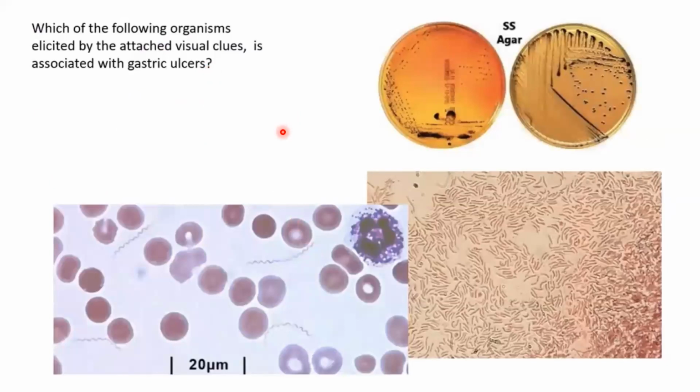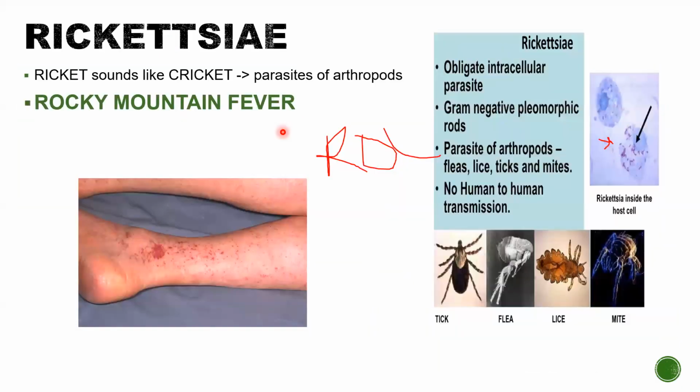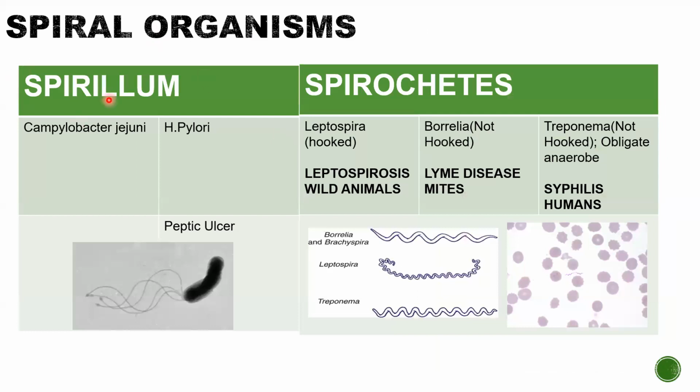What is spirillum? It's this. Let me show you. This is spirillum. Spirillum means that it has the flagella attached to it. It's not spiraled in itself. It just has this attached to it. Okay, so spiral organisms can either be spirillum or spirochete.